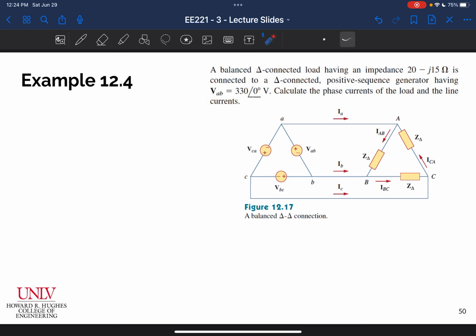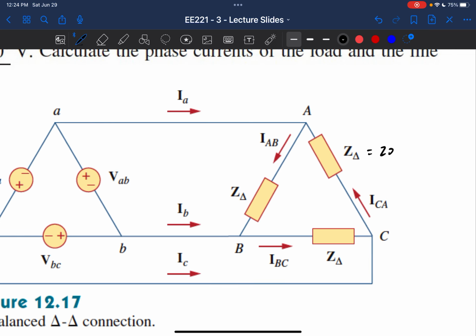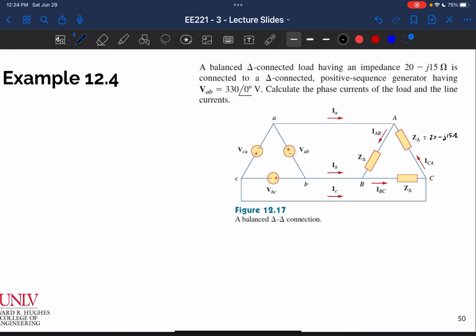And so this has some implications, but they're giving us the load impedance here, 20 minus j15. So that means that Z delta for each one of these is 20 minus j15 ohms, for all three loads, and they're not giving us any line impedance. Again, we talked last time about how there was an impedance in these actual transmission lines, but they're assuming that those transmission lines are ideal in this problem. So all we have to worry about is the loads, which is great.